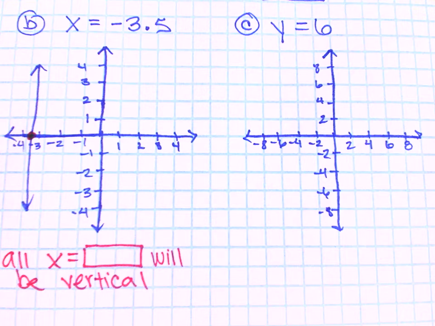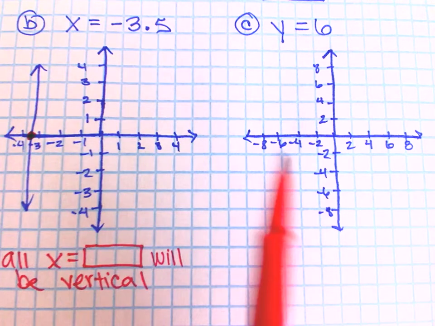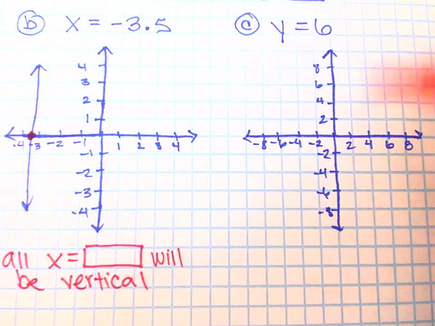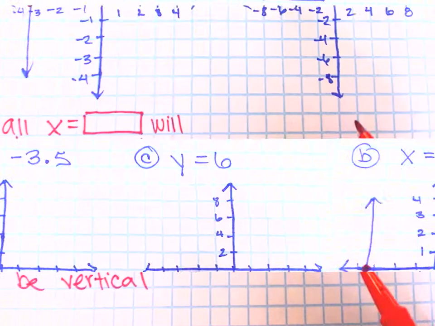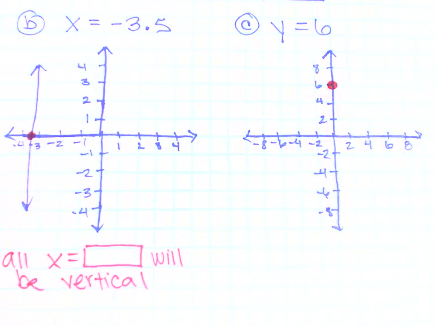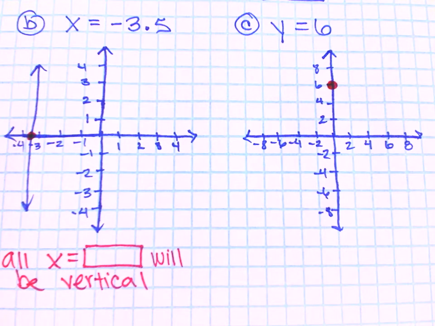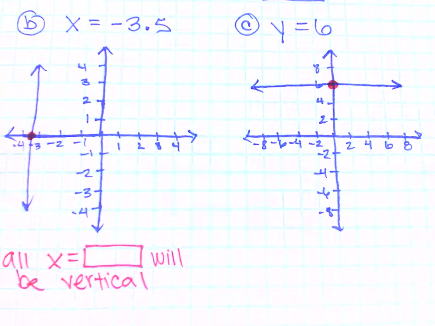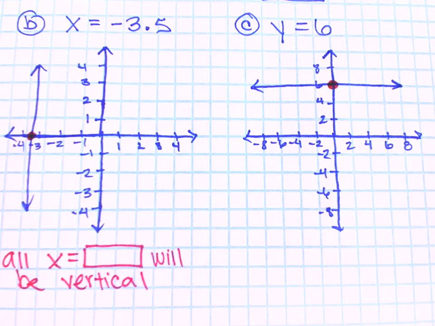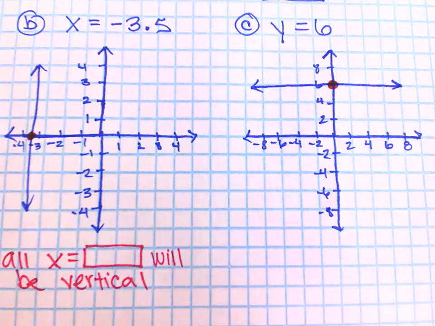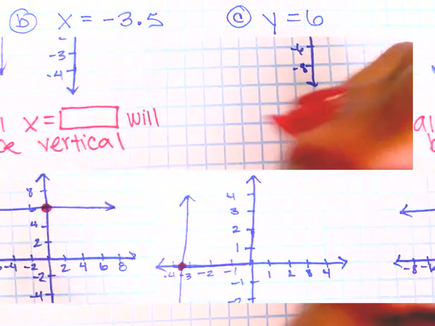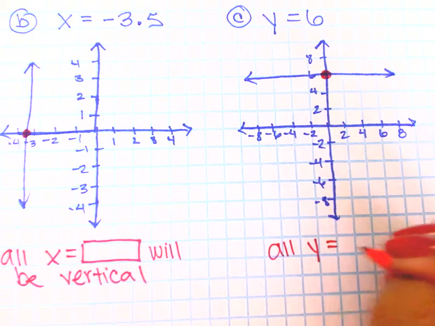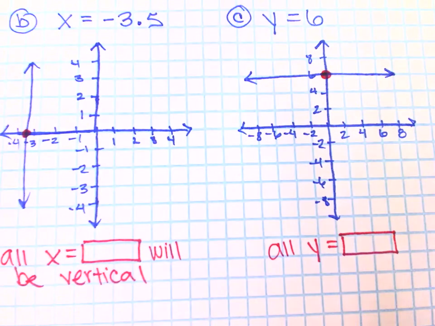Sometimes it's just easier to graph by 2s or graph by odds, whatever you want to do, 5s. Okay, well, y equals 6. So it's on the y-axis, which is this vertical line here. So I'm going to put a dot on the 6. And guess where my line goes? Straight through it horizontally. So if you ever get anything y equals something, it's going to be horizontal. So again, write yourself the same kind of note at the bottom of that one. All y equals blank, whatever y is going to equal.